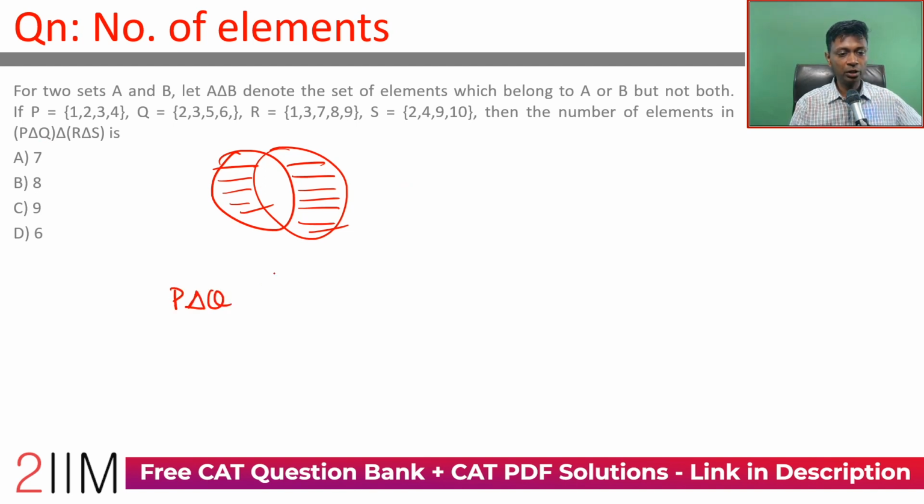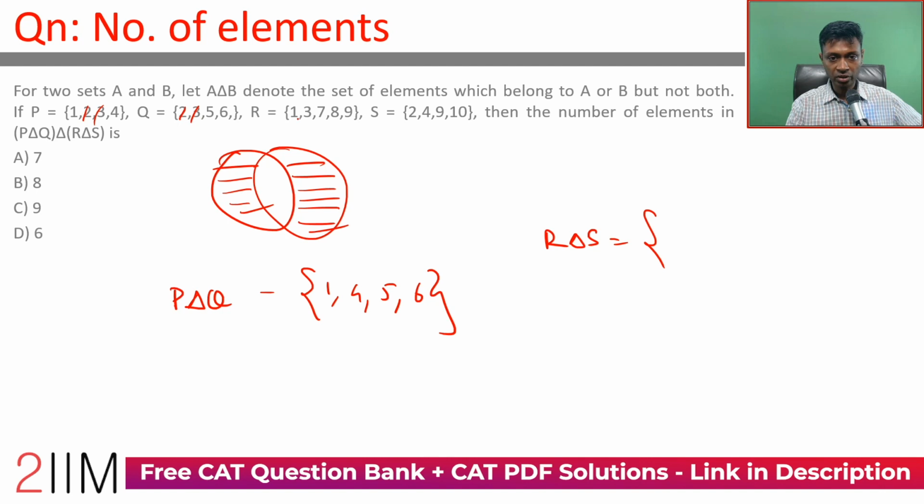First, P triangle Q: this has 1, 2, 3, 4. This has 2, 3, 5, 6. 2 and 3 are common. Remove that. P triangle Q is 1, 4, 5, 6. Let's worry about R triangle S now. R has 1, 3, 7, 8, 9. 9 is common. This has 1, 3, 7, 8.